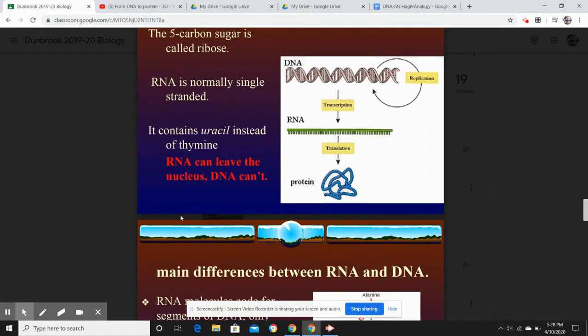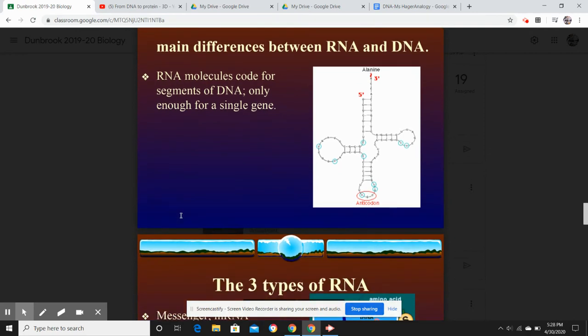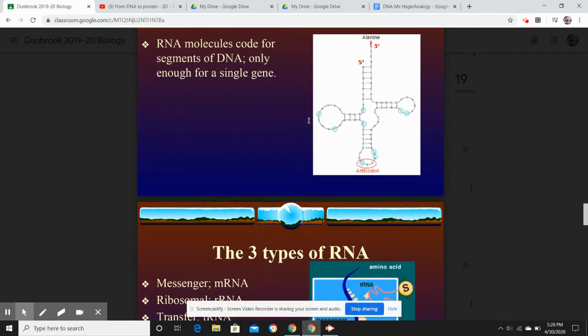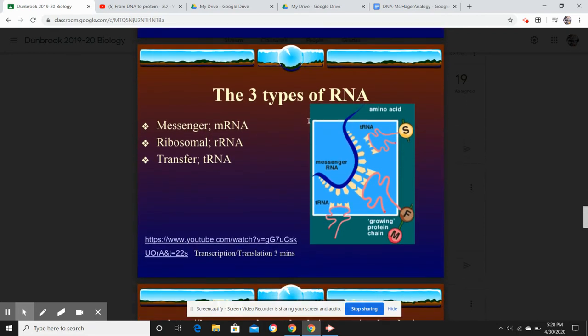RNA can leave the nucleus, DNA cannot, okay? RNA molecules, again, think of them as pink slips. This is actually a transfer RNA molecule here, and the way I remember that is it's kind of shaped like a T, all right? But you still see those bases, A and C and U and G. Remember, no T in RNA. That's going to become important when we do a worksheet on transcription and translation.